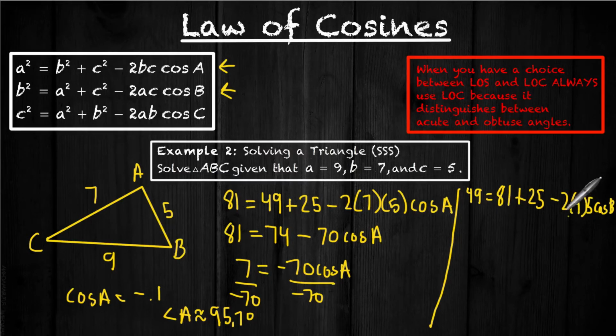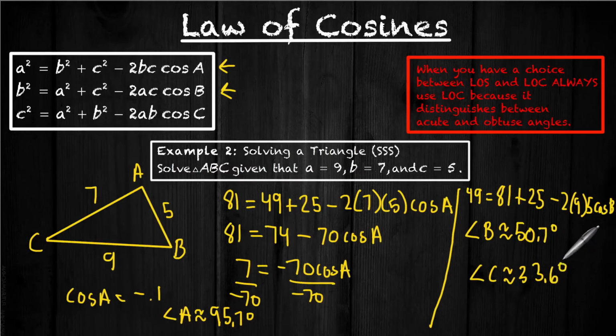And to save time on this video, I want you to work this all out and make sure that you can get the answer. But angle B is going to be 50.7 degrees. Add that to 95.7 and subtract it from 180, and you will get angle C to be 33.6 degrees. And that's how you use the law of cosines on a side-side-side triangle.